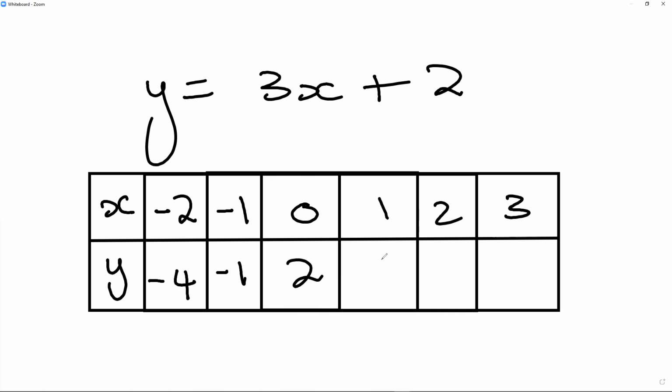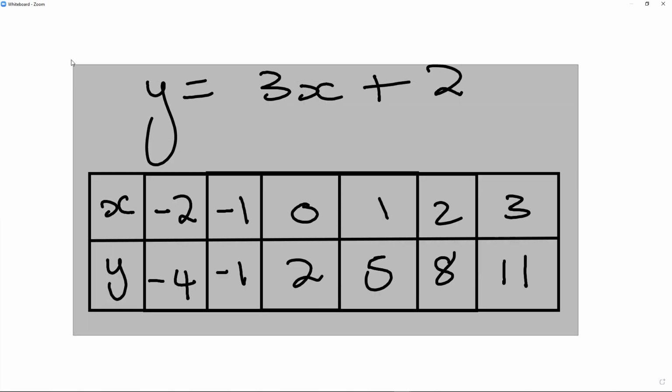1 times 3 is 3 plus 2, which is 5. 2 times 3 is 6 plus 2, which is 8. 3 times 3 is 9 plus 2, which is 11. Now I've got a set of values, and I need to plot this now.